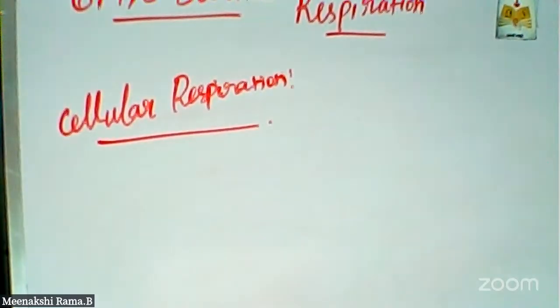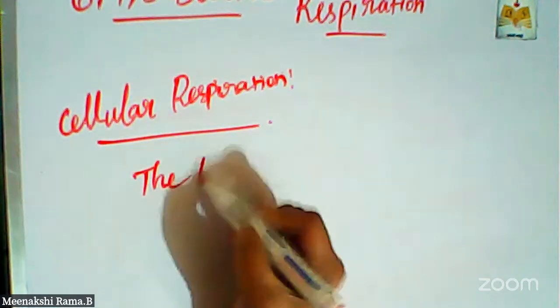What is cellular respiration? Cellular respiration is the process by which organisms break down glucose into a form that the cell can then use as energy. So this is called cellular respiration.